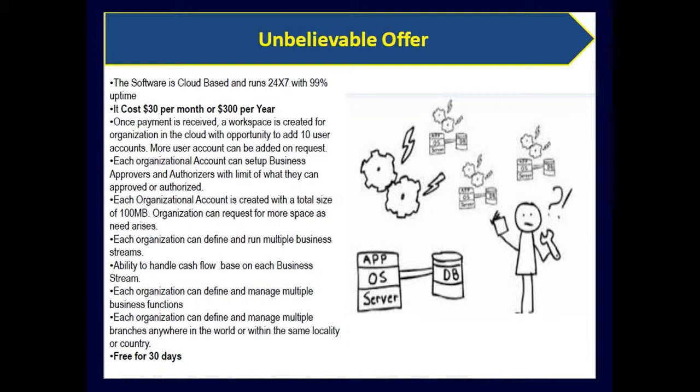Each organizational account can set up business approvers and authorizers with limits of what they can approve or authorize. Each organizational account is created with a total size of 100 megabytes. Organizations can request more space as need arises. Each organization can define and run multiple business streams, with the ability to handle cash flow based on each business stream. Each organization can define and manage multiple business functions, and multiple branches anywhere in the world or within the same locality or country.